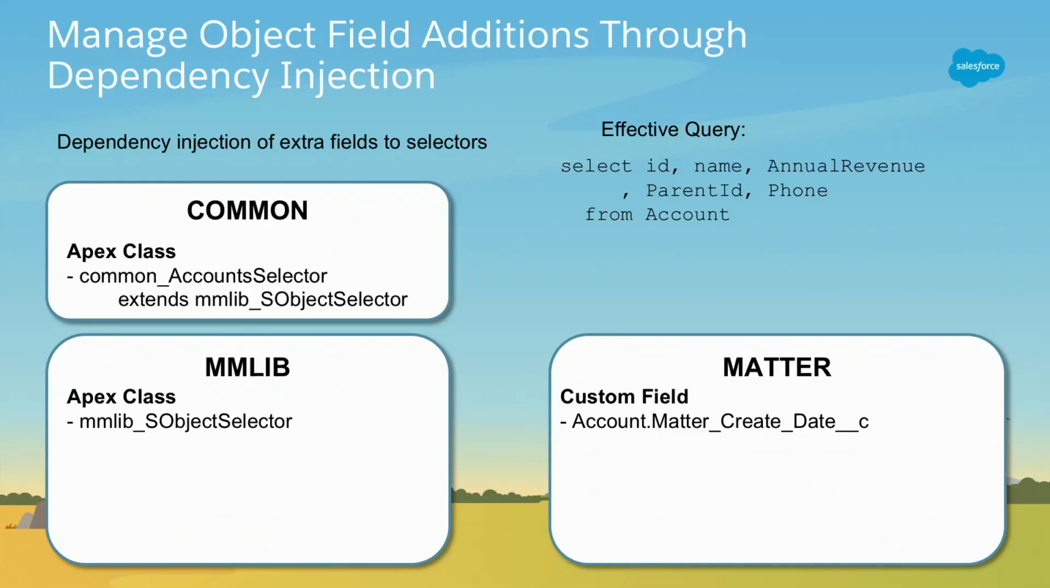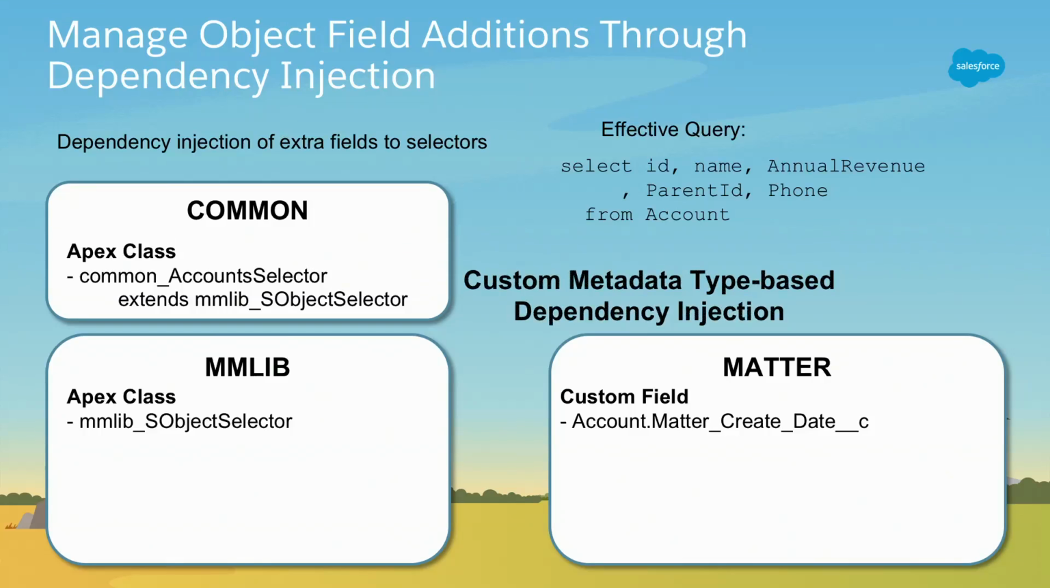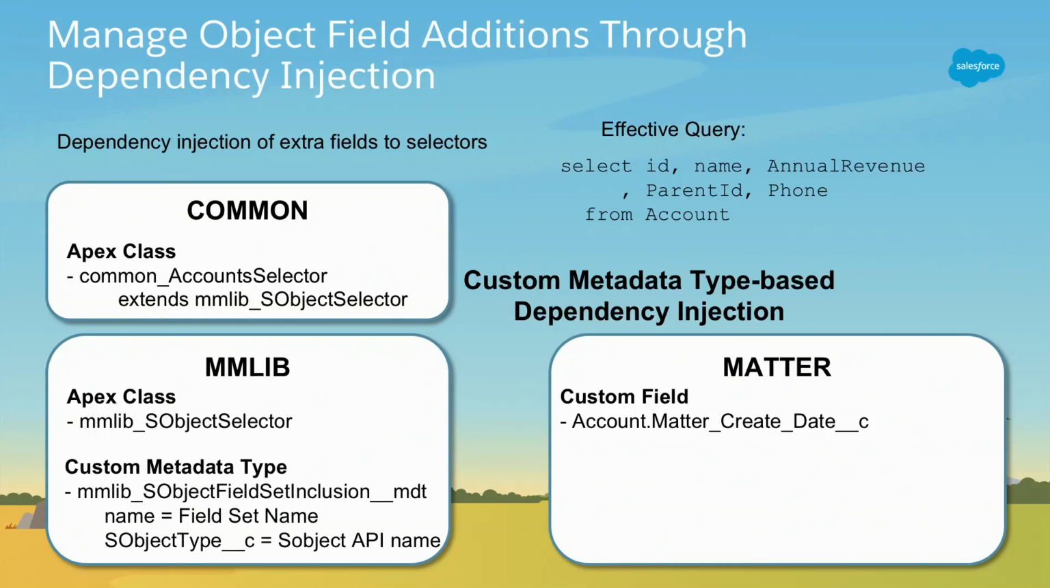So how are we going to get the Matter create date on the account object? When I install the Matter package, that field is now present. How do I get that into the common account selector? And the answer is custom metadata type based dependency injection. So what I'm talking about, we added a custom metadata type into our lib package. We call it the SObject field set or field set inclusion.